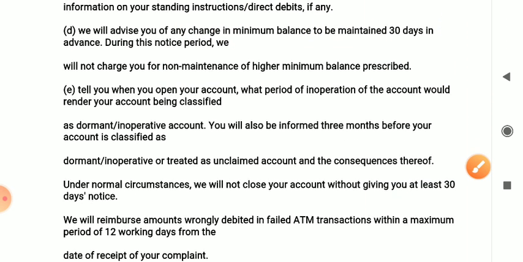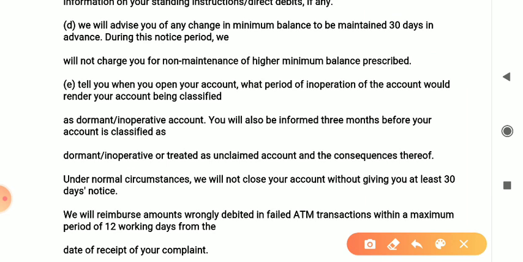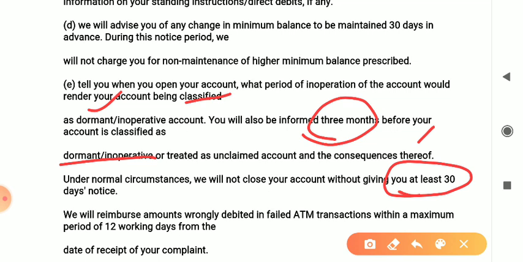Then we will tell you when you open an account what period of inoperation of the account would render your account being classified as dormant. You will also be informed 3 months before your account is classified as dormant and inoperative or treated as unclaimed account, and the consequences thereof. Under normal circumstances, we will not close your account without giving you at least 30-day notice. We will reimburse amounts wrongly debited.